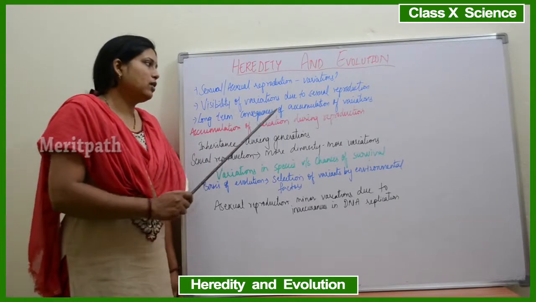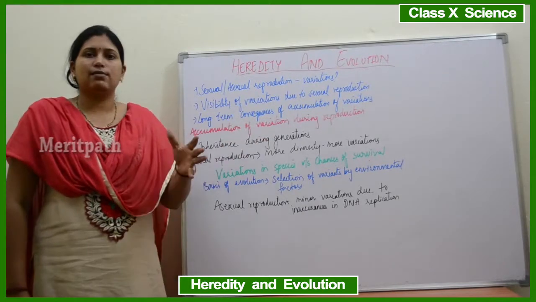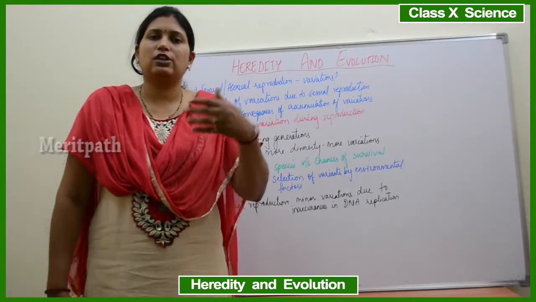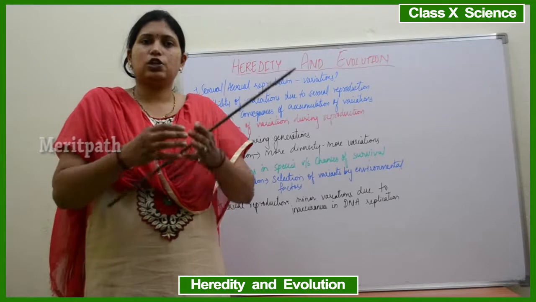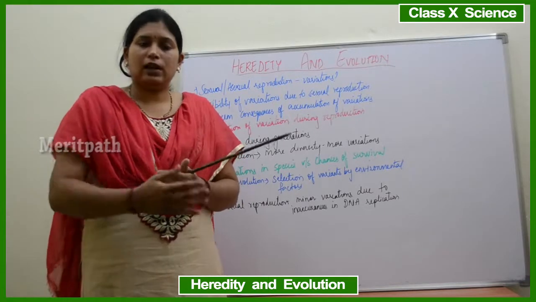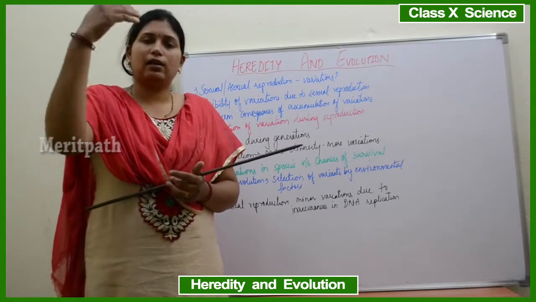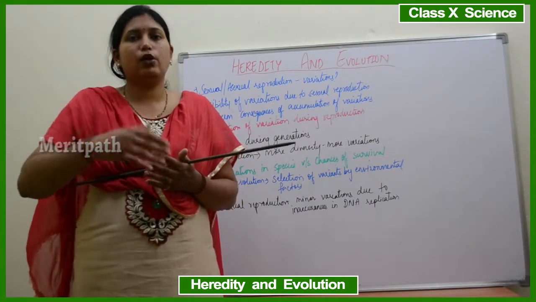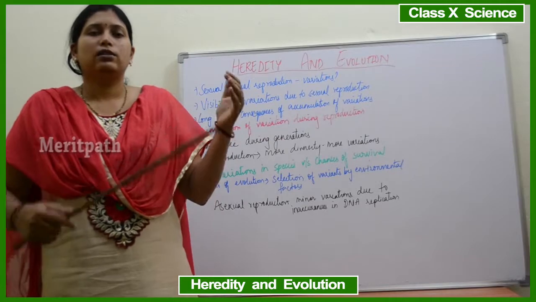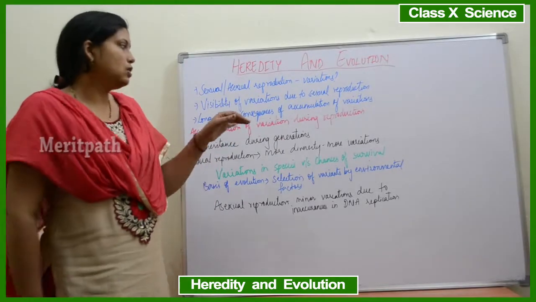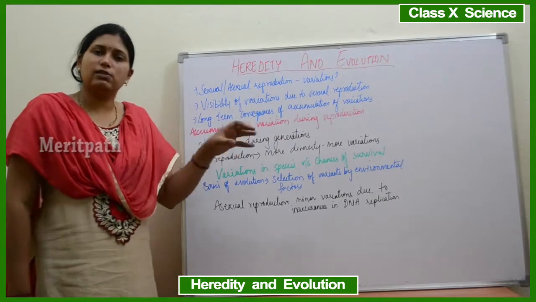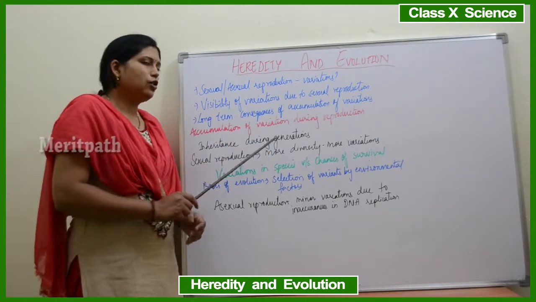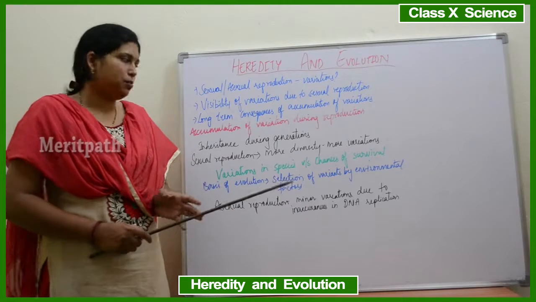Then the long-term consequences of accumulation of these variations. What happens when, generation after generation, these variations keep developing? The first generation will have some variation, then that child will start reproducing and another generation comes. Like this, variations get accumulated over generations. What is the long-term consequence of this accumulation of variations? We will be studying in detail in this chapter.